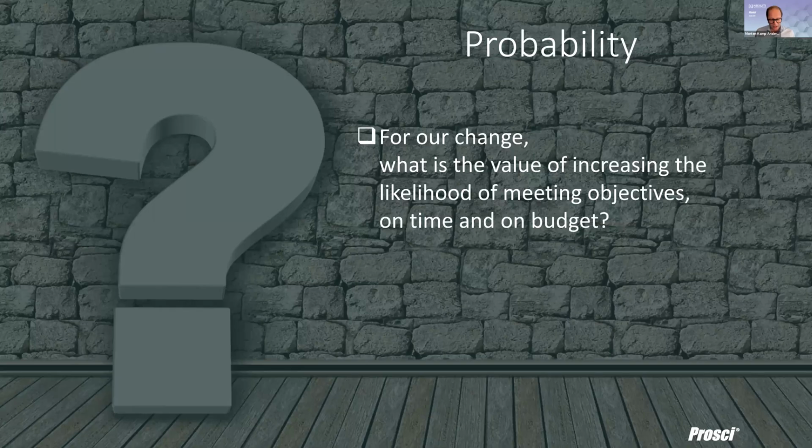So for our change, what is the value? What is it worth for us to increase the likelihood of meeting project objectives, to be on time and to be on budget? How important is this change? How important is it to achieve what we set out to do? We need to do it on time. We need to do it on budget. And if so, the value of change management is helping us increase the likelihood of the things that we set out to do. Right. And that takes us to the fifth.